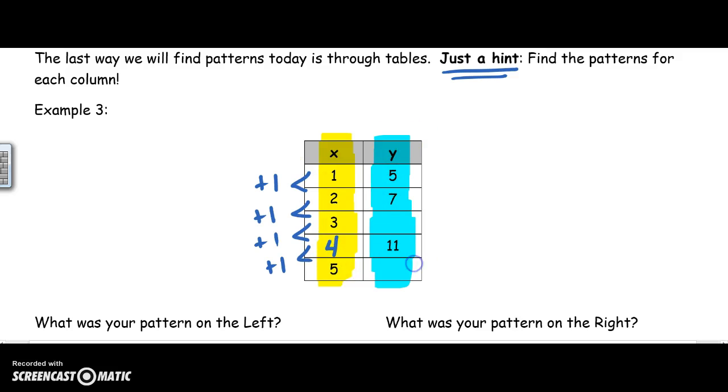Take a look at the Y column now. How do you get from 5 to 7? You add 2. And you found your pattern. You only need to find 1 at this point. So you just find 1, write your pattern all the way down, and ask yourself, 5 plus 2 is 7. 7 plus 2 is 9. 9 plus 2 is 11. 11 plus 2 is 13.